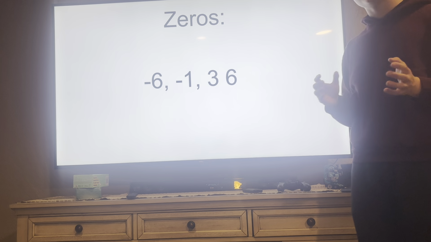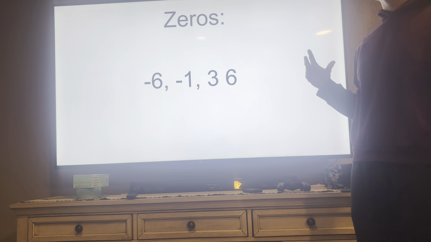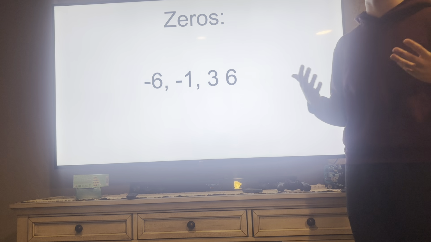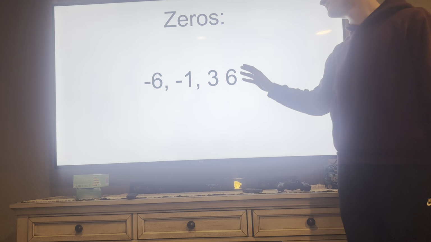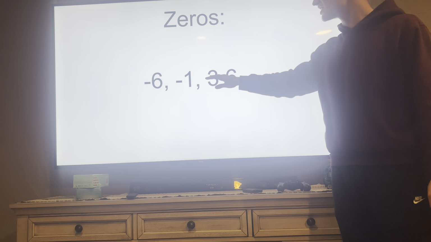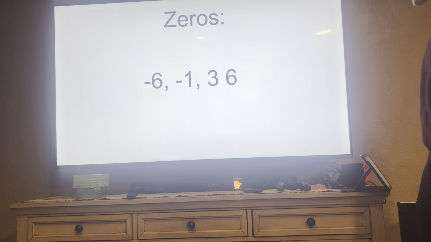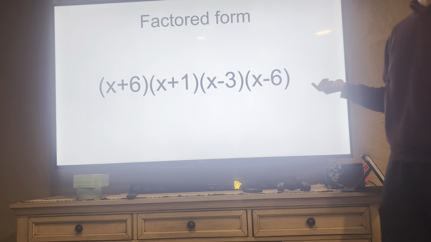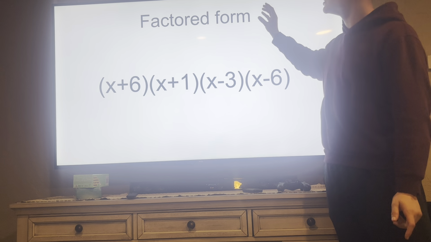For this video and for the remainder of this presentation's purposes, we're going to be focusing on these four main zeros: -6, -1, 3, and 6. The first thing we're going to want to do with those zeros is put them into a factored form.